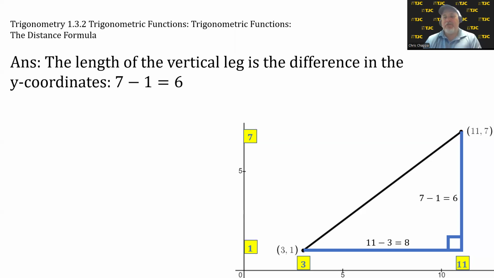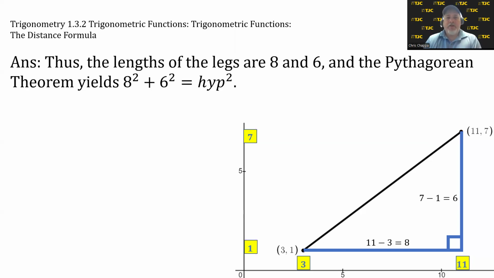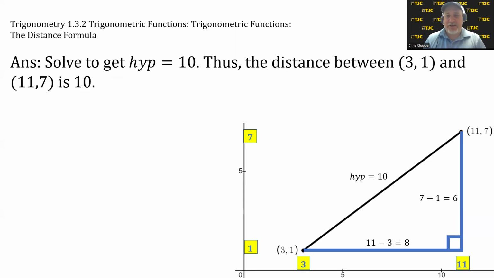And now we can set up the Pythagorean theorem. The lengths of the legs are 8 and 6, and the Pythagorean theorem yields 8 squared plus 6 squared equals hypotenuse squared. This is a fairly easy one to solve. Square the numbers to get 64 and 36, add them to get 100, take the square root to get a hypotenuse of 10. So the distance between (3, 1) and (11, 7) is 10.